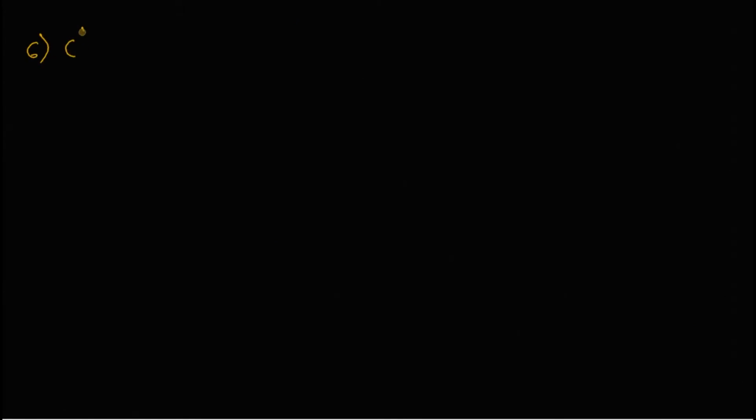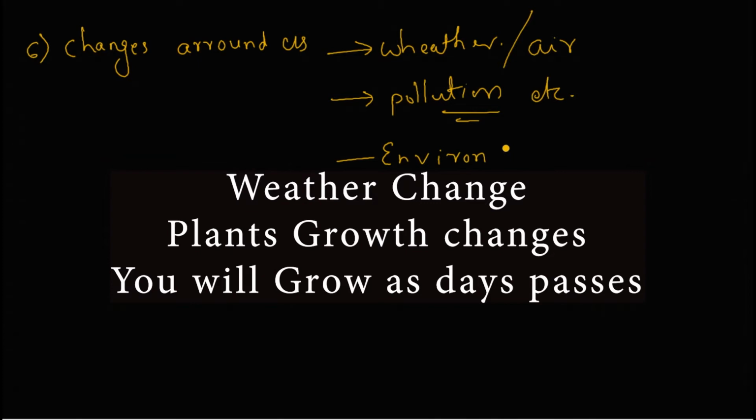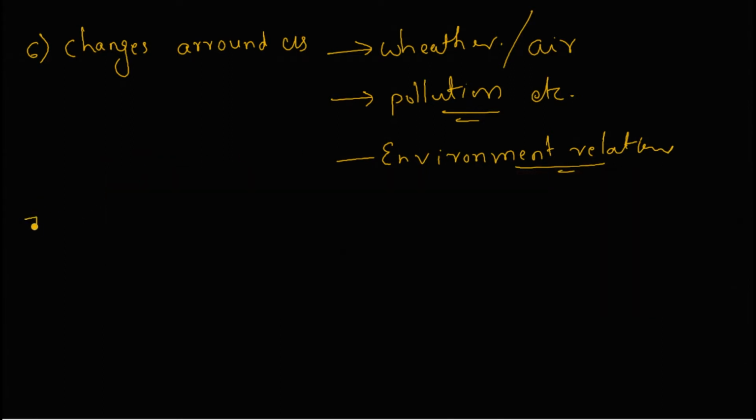The 6th chapter is changes around us. What is changing around us? Weather, air, pollution, etc. We are going to discuss environment-related topics in this, and that is the part which is going to be covered here. Next we are going to cover the 7th chapter, getting to know plants.